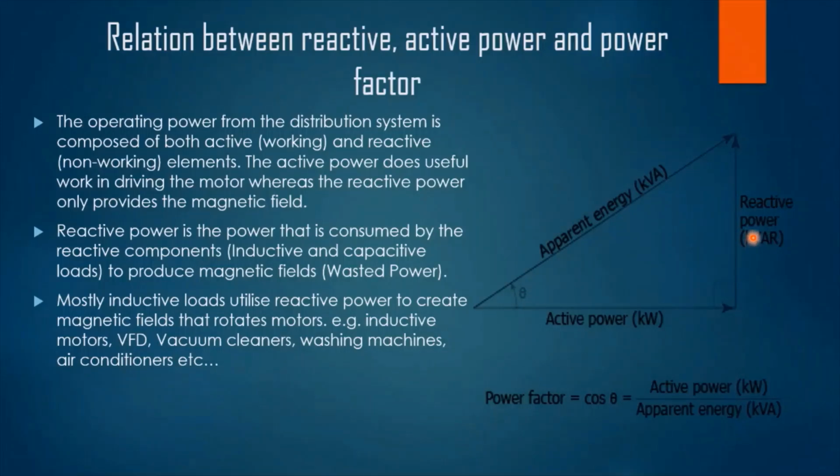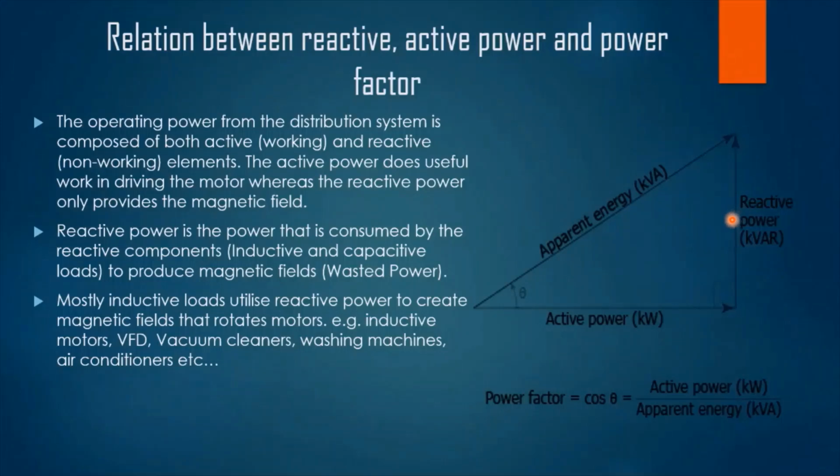So when we say that we want to correct a power factor, we actually mean to decrease this angle as much as possible to approach the zero angle, which means also a unity power factor and a lesser amount of reactive power, or the wasted power.